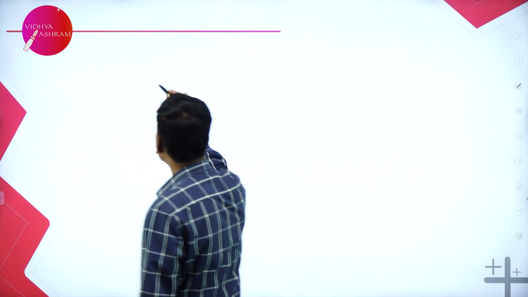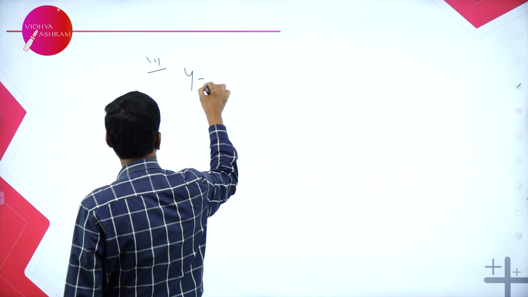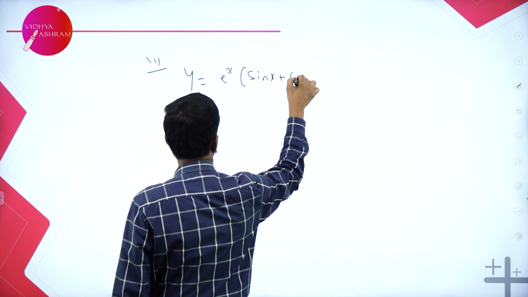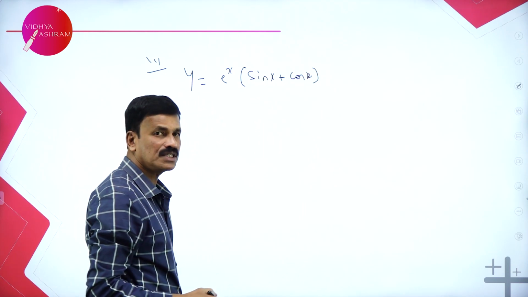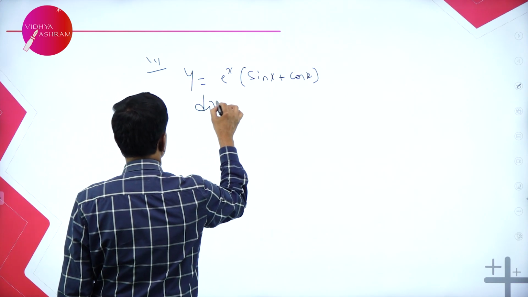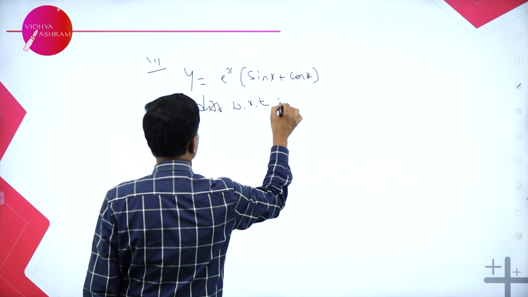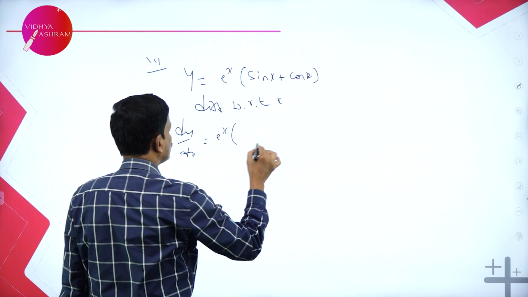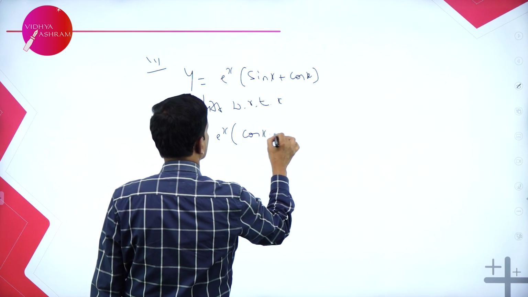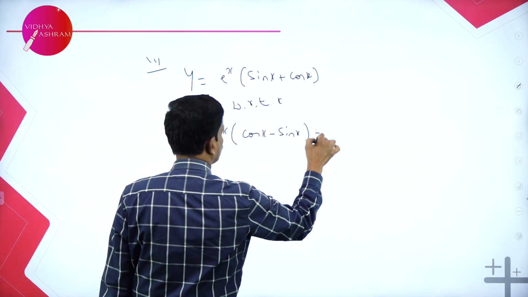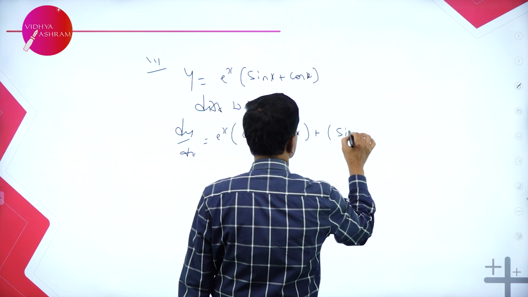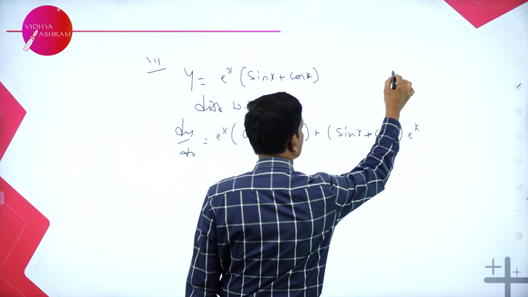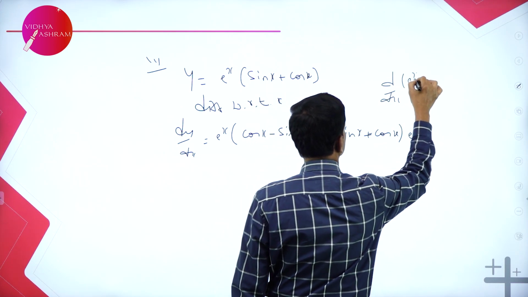Now, move on to a similar problem. Similarly, let us take y is equal to e to the power of x into sin x plus cos x. Now, how to differentiate this? Same, differentiating with respect to x, dy by dx is equal to, this is first function, and differentiation of sin x is cos x and cos x is minus sin x, plus second function, sin x plus cos x, constant, and differentiation of e to the power of x is e power x itself.